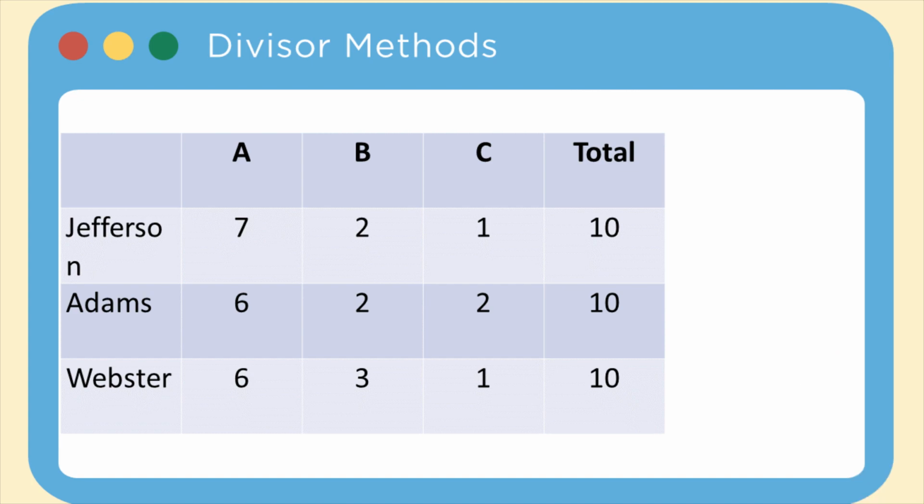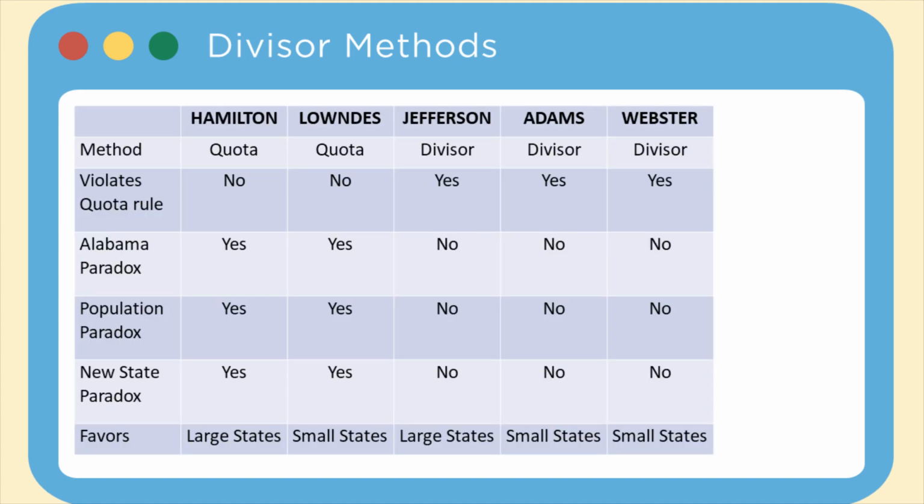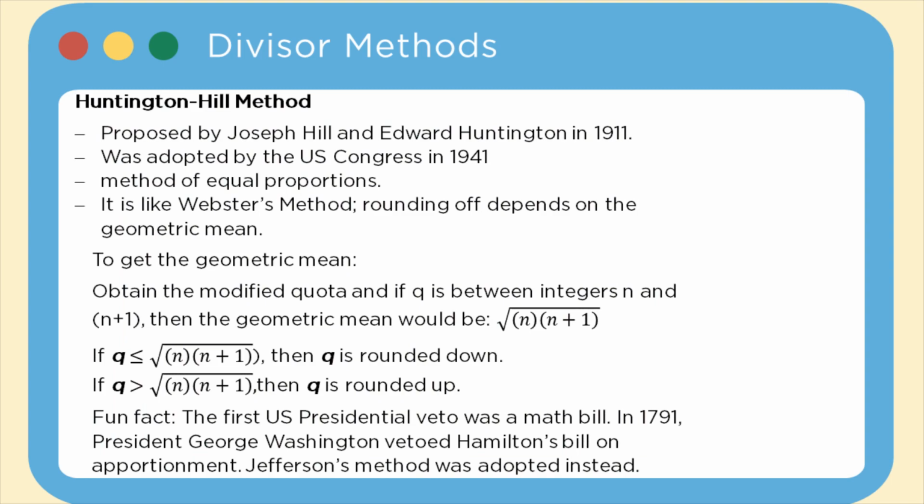So the real question now is, which is better, quota method or divisor method? Mathematicians Michel Balinski and H. Peyton Young tested this and obtained a result that says no apportionment is mathematically flawless. It is reflected in the table on your screens. According to Balinski and Young, any apportionment method that does not violate the quota rule must produce paradoxes, and any apportionment method that does not produce paradoxes must violate the quota rule.